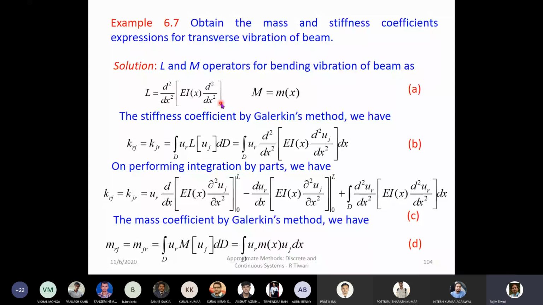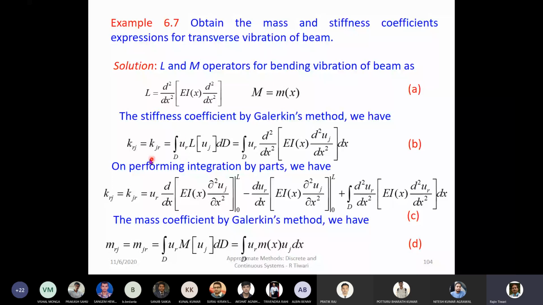So here is for this particular case, the bending of beam vibration case, how the K function and the M coefficients will take the form I am showing here. So this is for transverse vibration of beam. Okay, so for axial vibration that will be different, torsional vibration that will be different, but here I am explaining for the transverse vibration or the bending vibration. So L and M operators are given by this for the bending vibration, having fourth order differentiation.